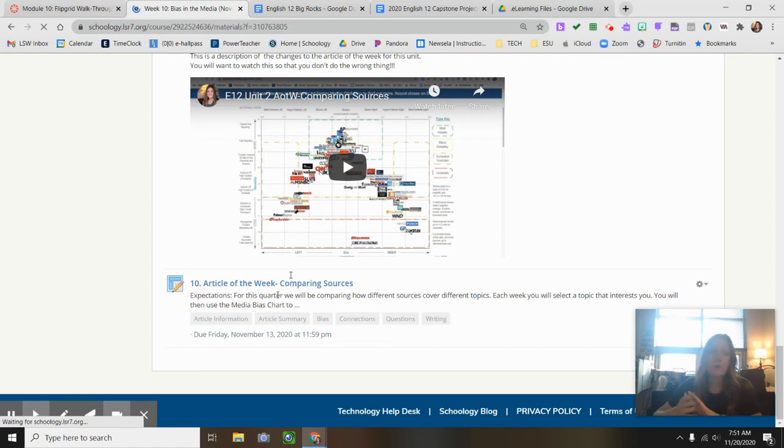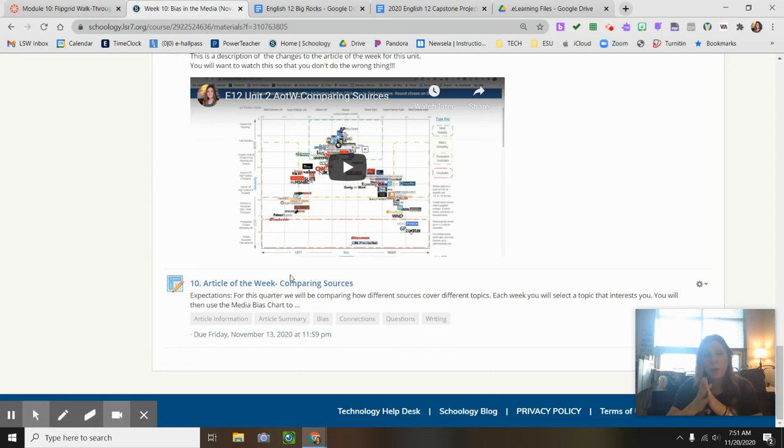For example, in one week, I had state-run versus public media versus private media. So I asked them to find an article from a state-run organization and one from the United States privately held media corporations, so they could kind of compare that way.